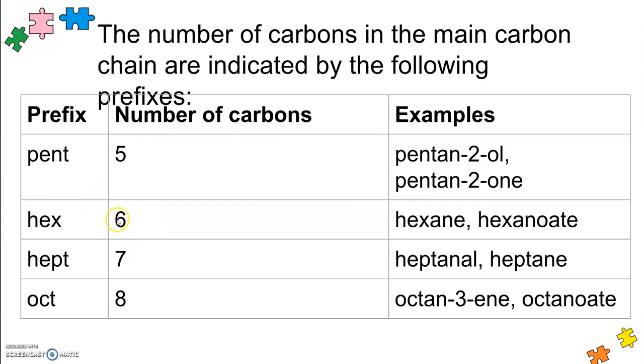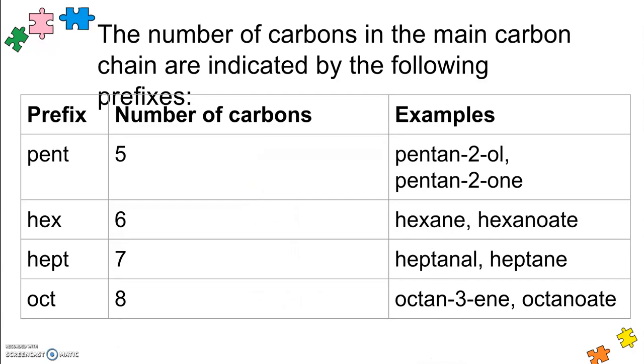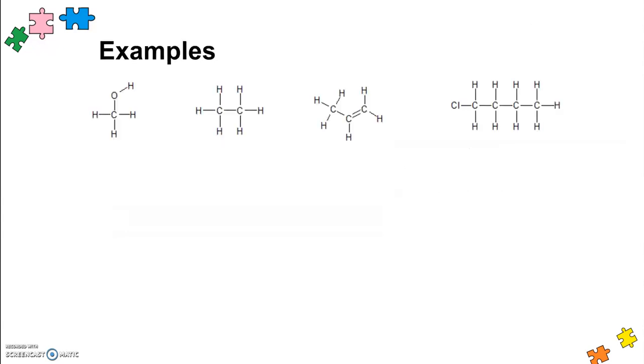For 6 carbon atoms, I will use the prefix hex, for 7 hept, and for 8 oct. And examples of each of these are included here. I suggest if you don't know these prefixes, now is a very good time to pause this video for a small while and just try to memorize them. Meth tells me there's 1. Eth, like in ethane, tells me there's 2. Prop is 3. 4 is but. Pent is 5. Hex is 6. Hept is 7. And oct is 8.